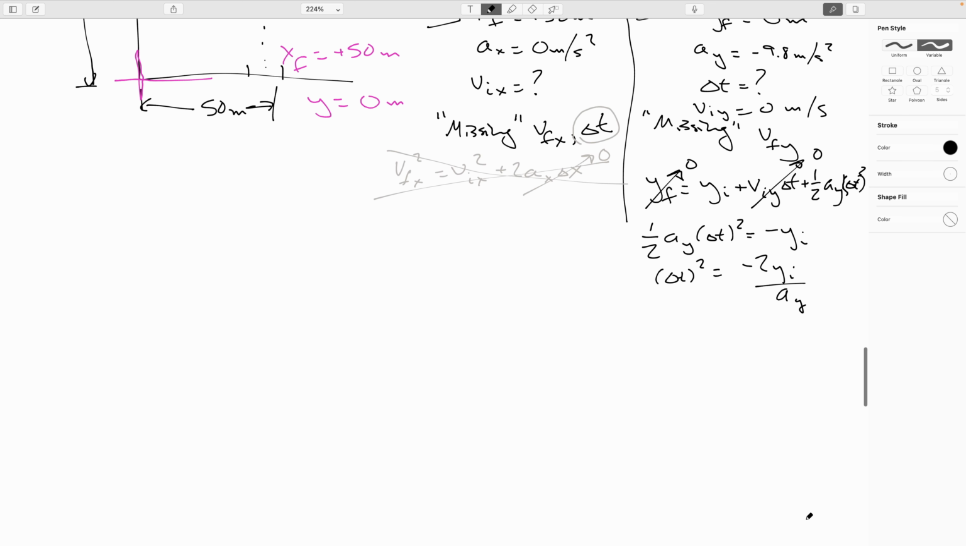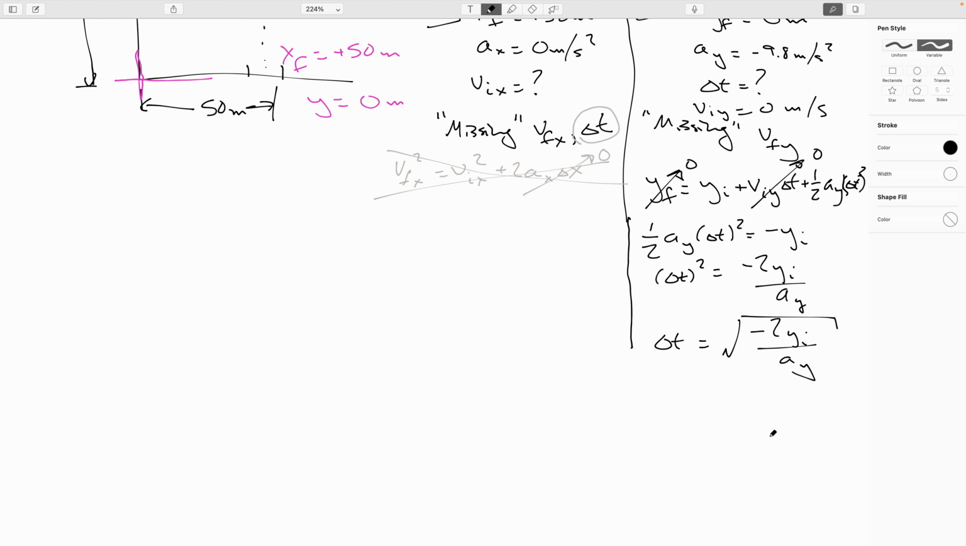So then finally, to get my time of flight, that I will send back over to the land of x, I'll just take the square root. So delta t will be equal to the square root of negative 2y initial over a sub y. Now, when you look at this, you might be worried because it looks like I'm taking the square root of a negative number here, but this actually isn't a problem. Why is that? Pause the video and get back with me.